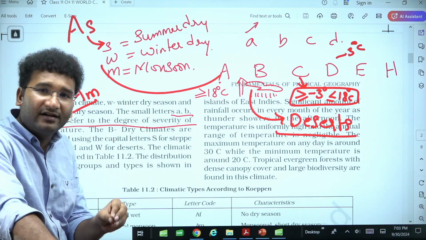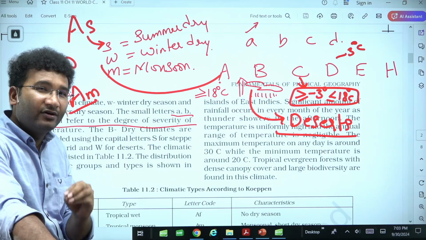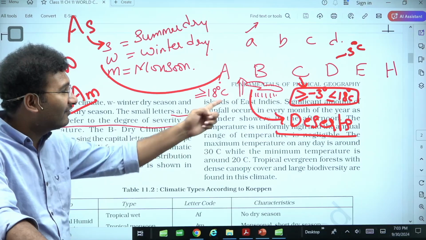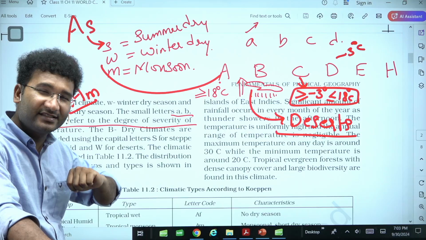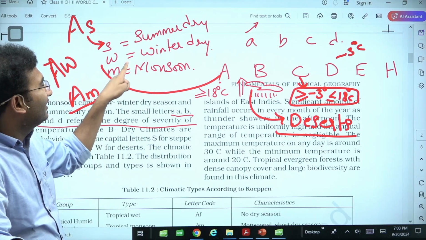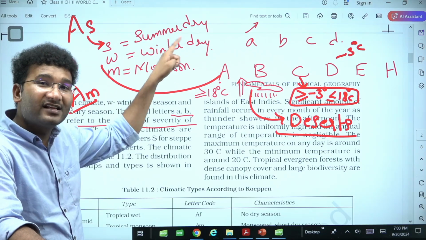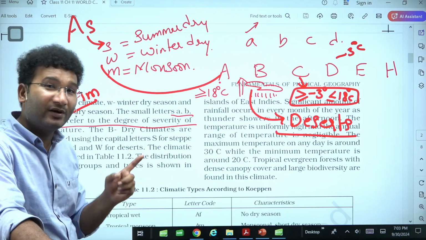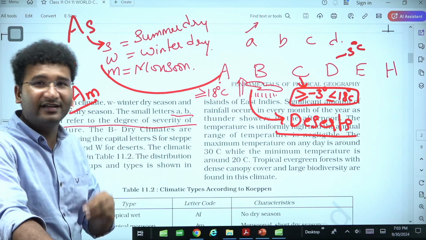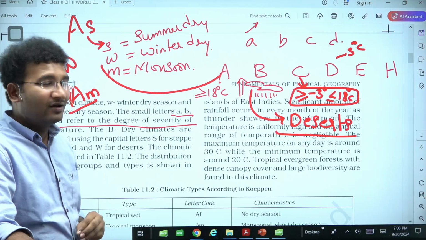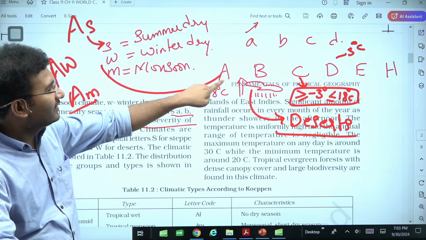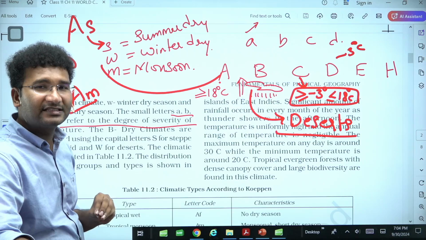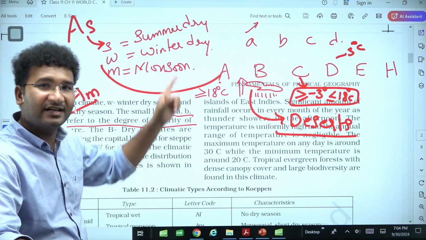Now in India, which place do you live? Do you live in a place where you have monsoons and a temperature of greater than 18 degrees Celsius? Or do you live in an area where the winter is dry? There is no rain in the winter, but all throughout the year you have a temperature of 18 degrees Celsius or more. Or do you live in an area in India where AS, that means greater than 18 degrees Celsius is there, but during the summers it is dry.